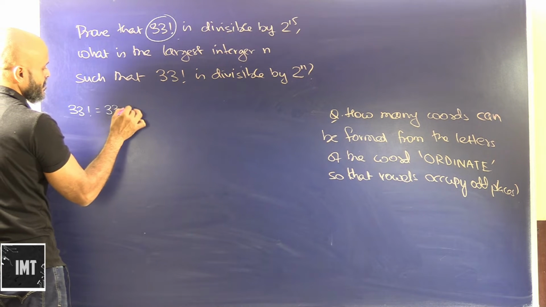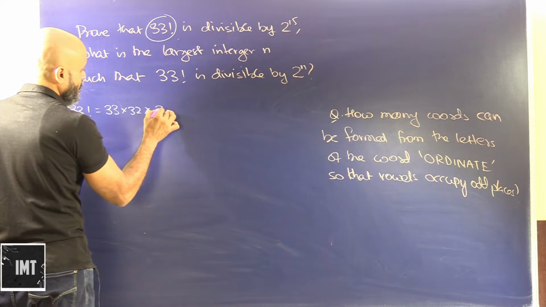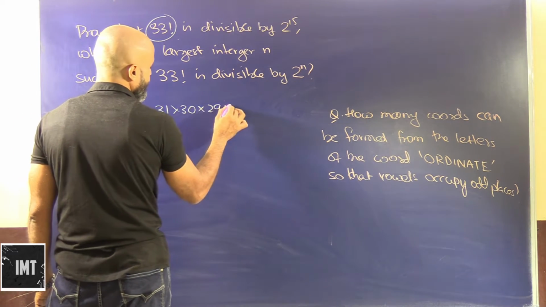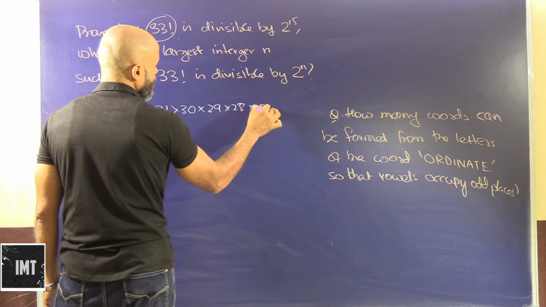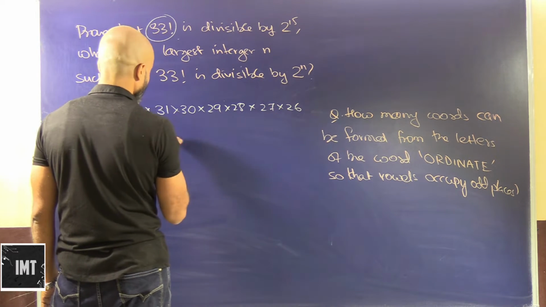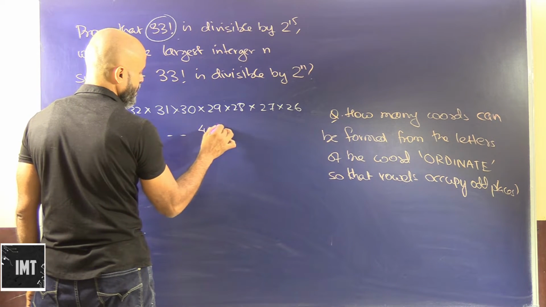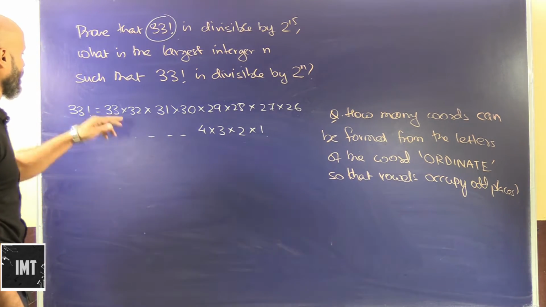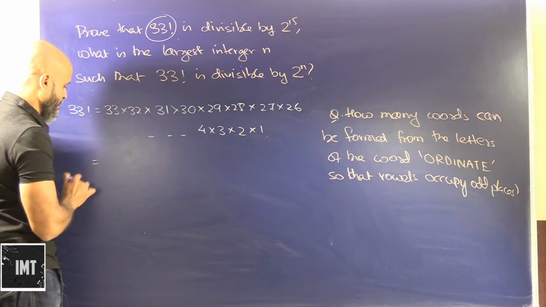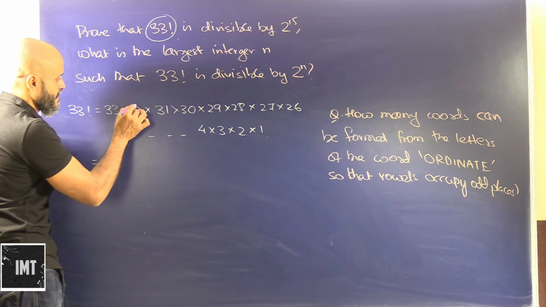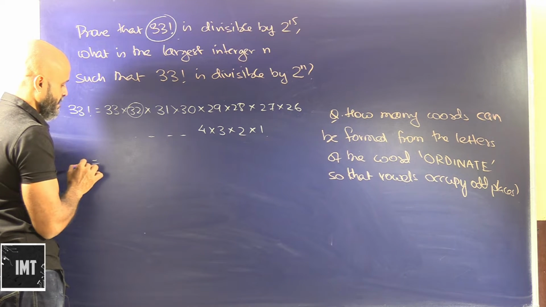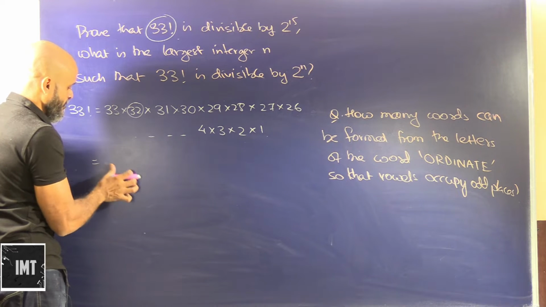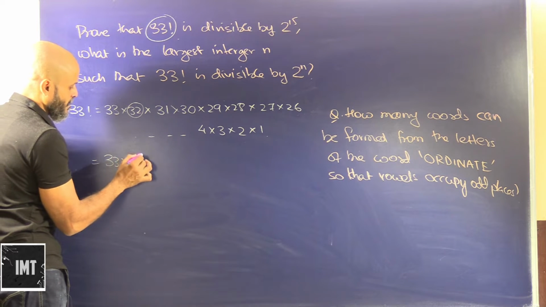33 into 32, a lengthy problem it seems. 31 into 30 into 29 into 28 into 27, 26 and so on and so forth, 4 into 3 into 2 into 1. That's basically 33 factorial. Now let's say we write this in such a way. 32 we know can be written as 2 to the power of 5. So this will be 33 into 2 to the power of 5.